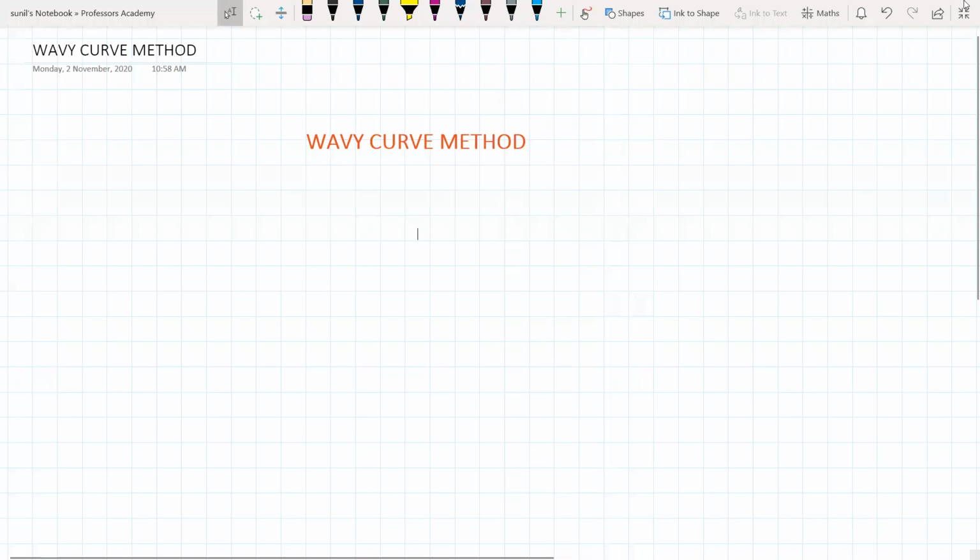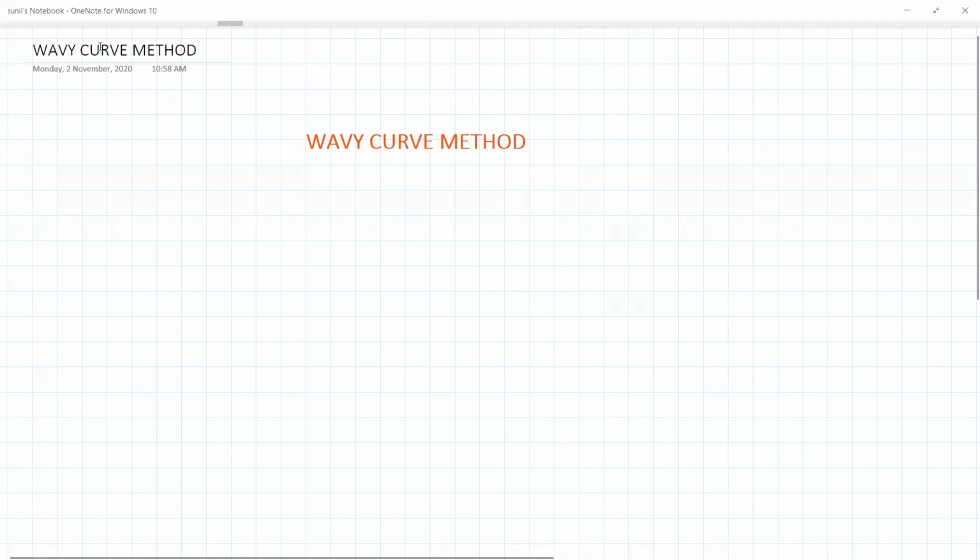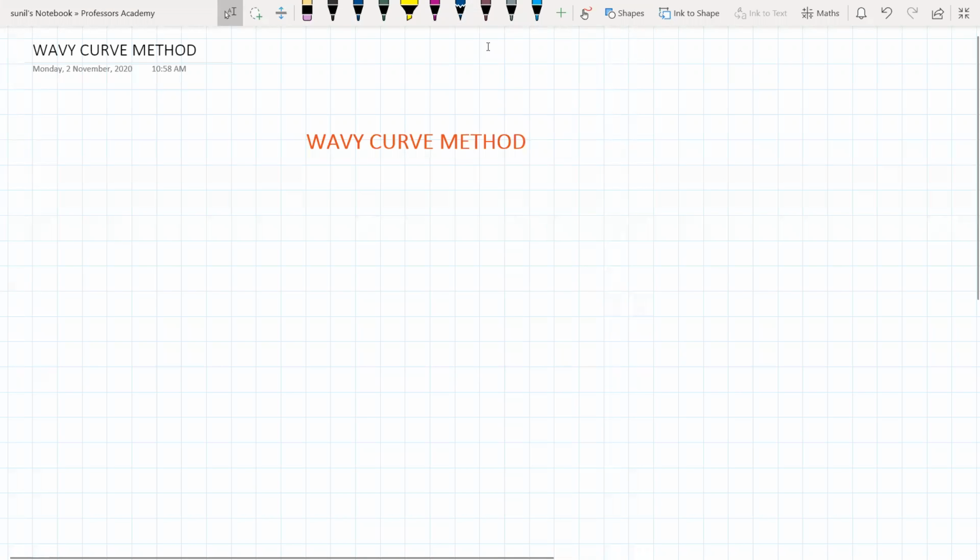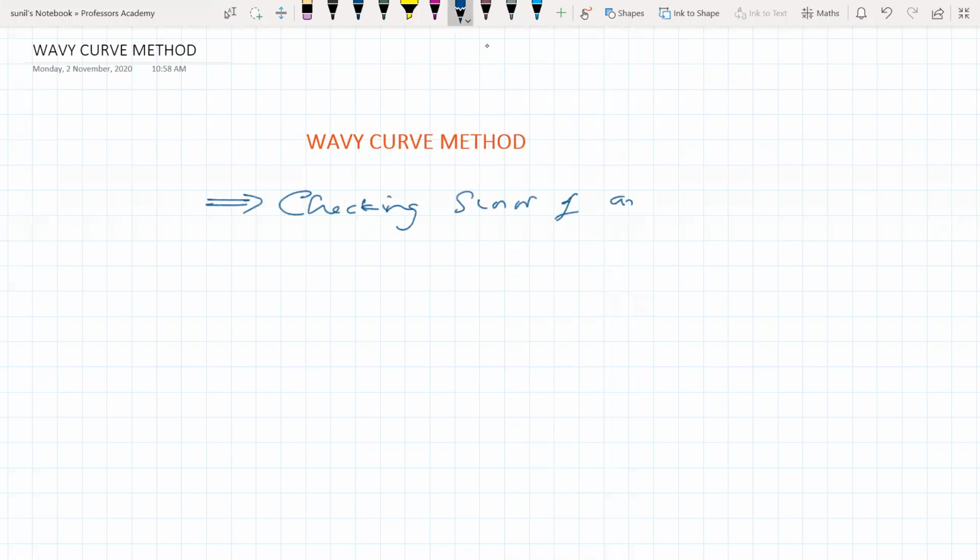We are going to discuss the Wavy Curve method. The Wavy Curve method is for checking the sign of an expression. Sign means whether it is positive or negative. These things we are going to discuss.